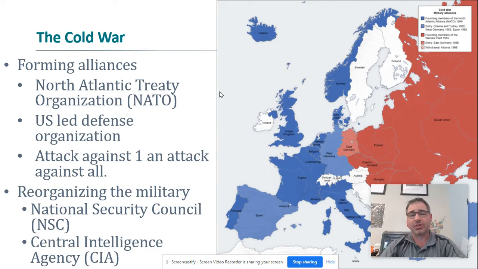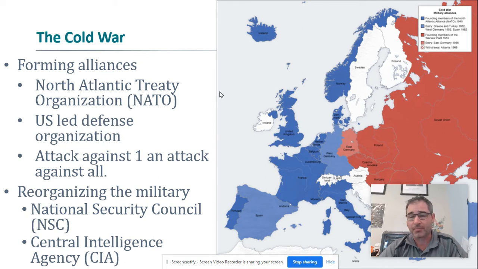Once the two sides have started to form, the United States realizes that it wants to have the ability to protect Western Europe. They start an alliance known as NATO, the North Atlantic Treaty Organization. And the United States is leading this defensive organization. This is different than the United Nations. This is a military defensive pact against the Soviet Union. And it's a defensive shield in the sense that an attack against one country would be considered an attack against all countries.